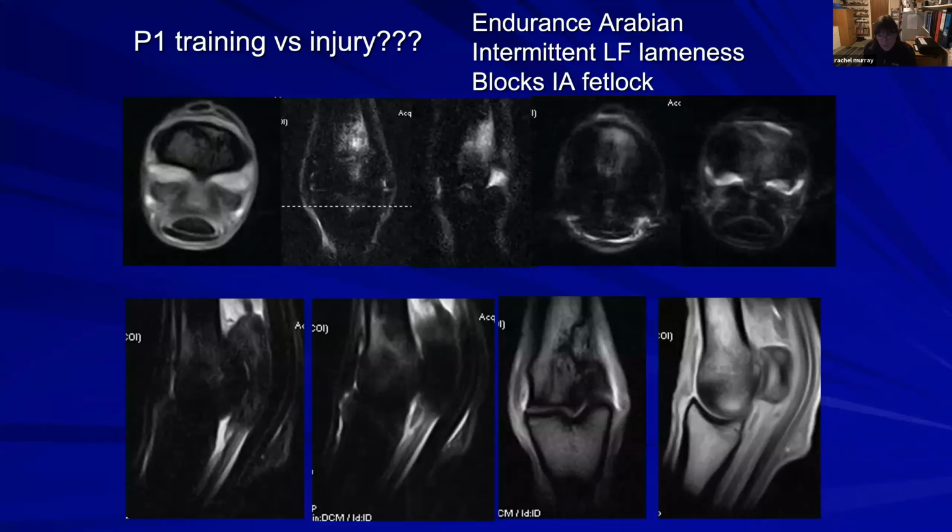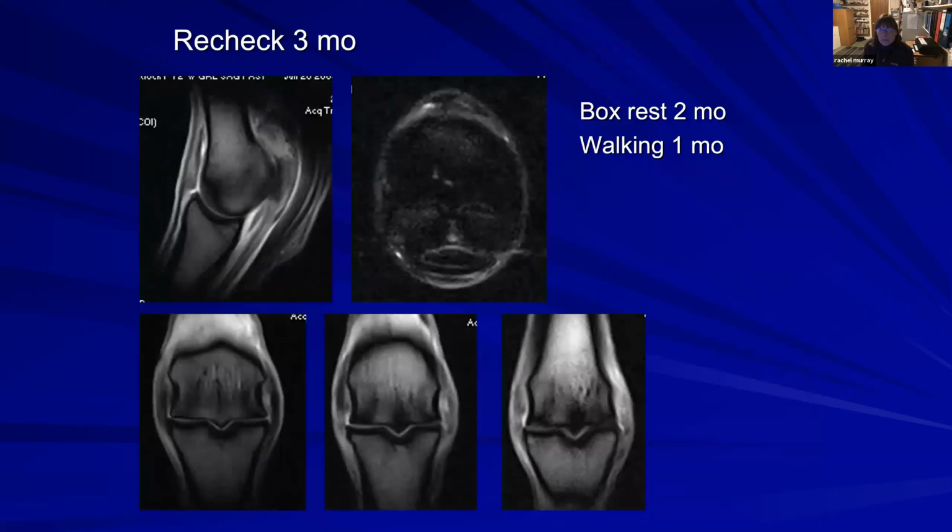So we've got a horse here which has intermittent left forelimb lameness that blocks to an intra-articular fetlock block. And you can see we've got evidence of bone injury that's quite extensive in the distal aspect, including the diaphysis and metaphysis of the third metacarpal bone and the proximal phalanx, particularly around the sagittal groove. So this horse was rested and put into walking exercise. So box rested for 2 months and walking exercise for a month.